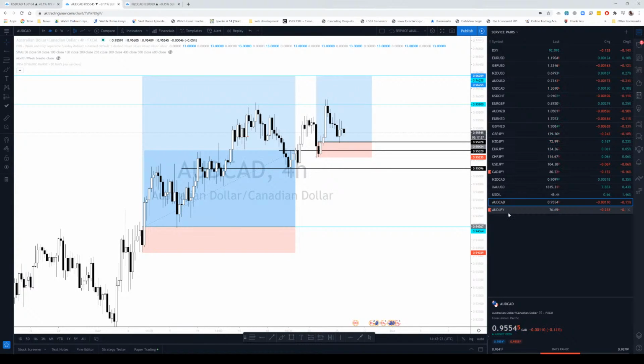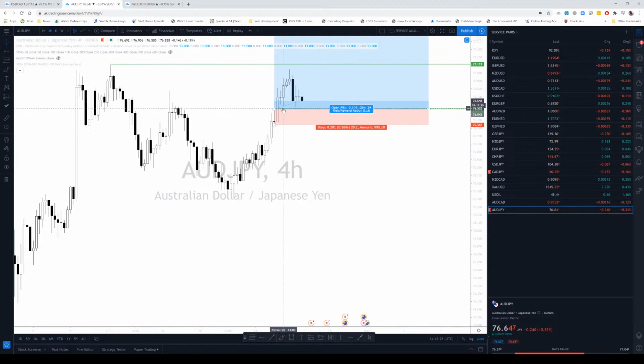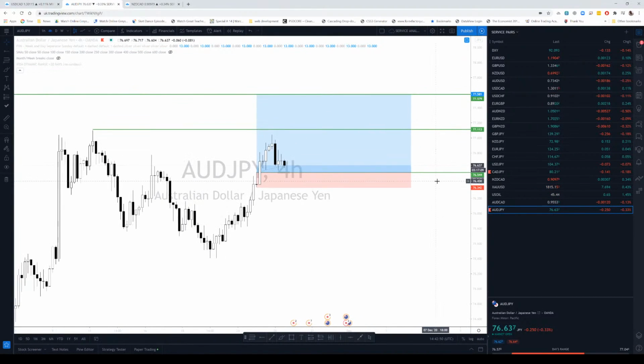All right, okay, Aussie yen, I'm looking for this as a potential buy. We do have confluence here, which was a previous area of resistance, or I'll call it rejection, because we rejected here and then price went through it. So I'll expect price to support here and then continue going higher. So that's Aussie yen.